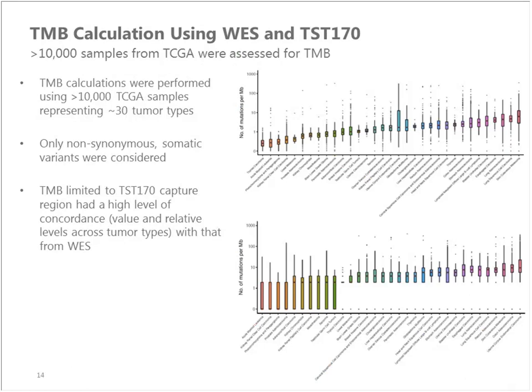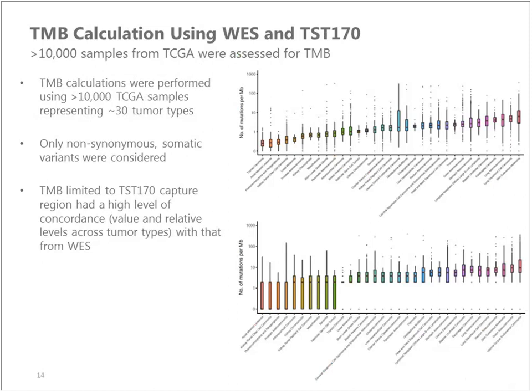So this slide really shows analysis that we've done both using whole exome data, as well as then limiting the variants in the whole exome to the TST170 capture region. We used TCGA data sets to calculate tumor mutation burden in greater than 10,000 different TCGA samples that represent around 30 tumor types. In this particular calculation, only non-synonymous somatic variants were considered.